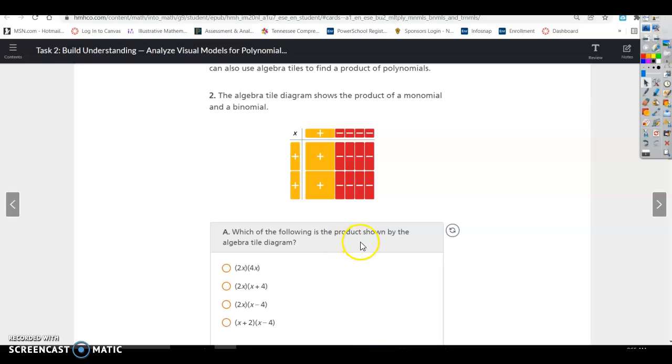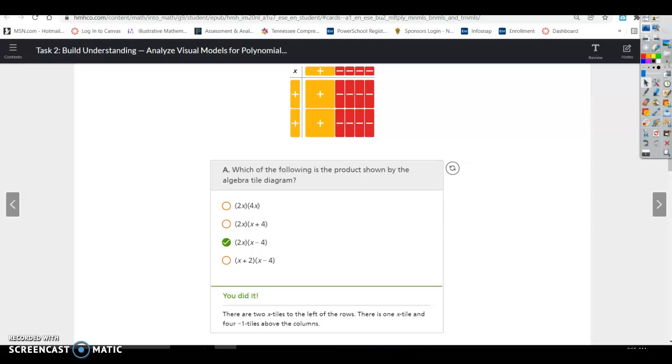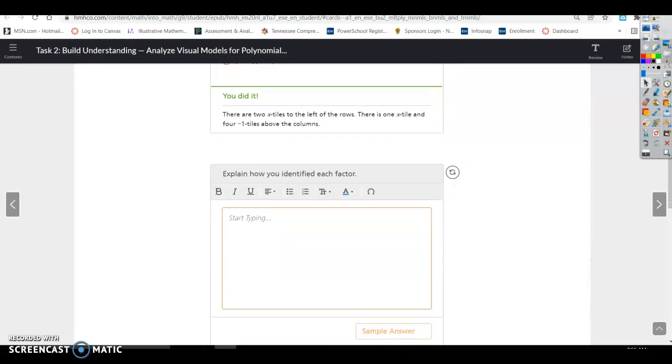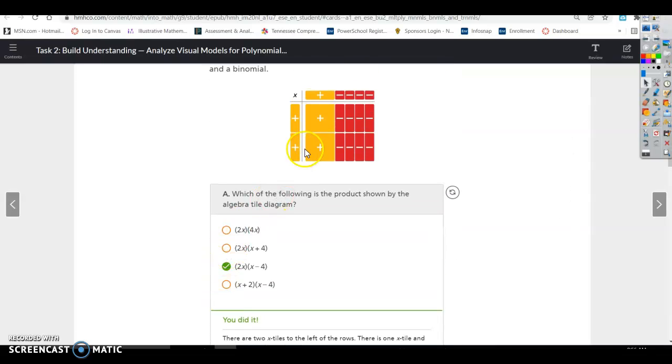It says, which of the following is the product shown by the algebra tile diagram? Again, these represent x's, so this is 2 x's, and this is x minus 4. So 2x minus 4 is what's represented. Explain how you identify each factor. We just looked to see if it was positive or negative, and we know the difference between an x squared, which is a square, an x, which is a rectangle, and the small ones are individual numbers. And the positive and the negative, that's self-explanatory.